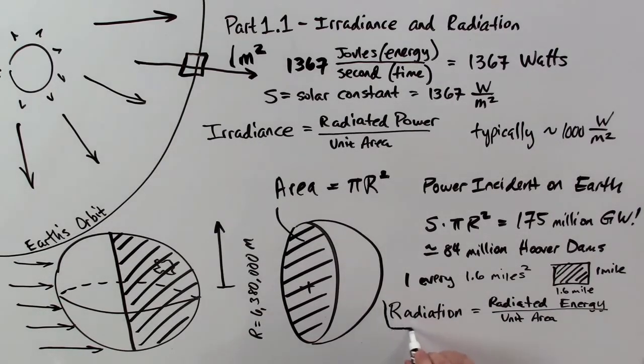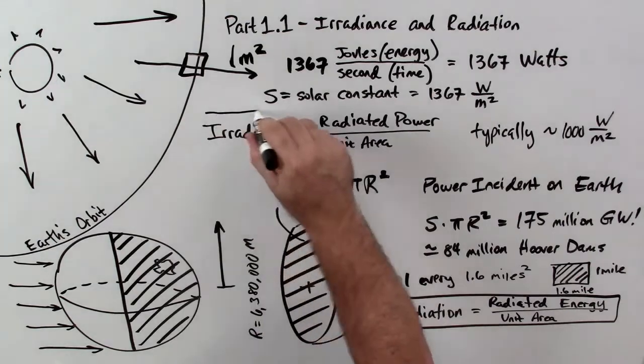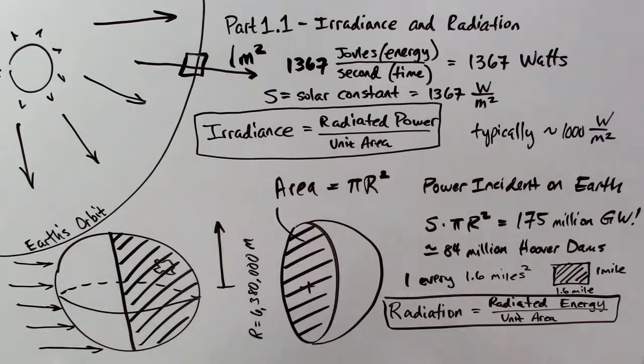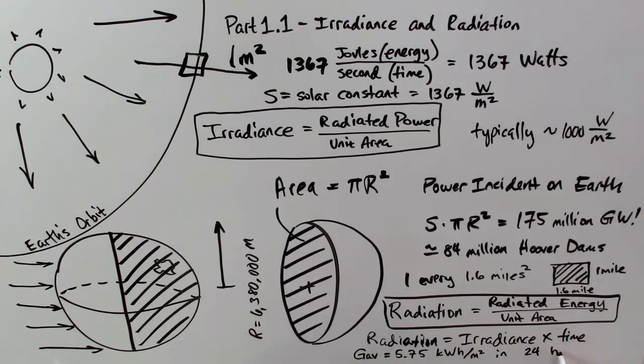Now, radiation, like irradiance, is radiated energy per unit area, where irradiance is radiated power per unit area. And on the surface of the Earth, we receive on average about 5.75 kilowatt hours of energy per square meter. A kilowatt hour is a unit of energy equal to using 1,000 watts, or a kilowatt, for 1 hour, because irradiance times time is radiation.